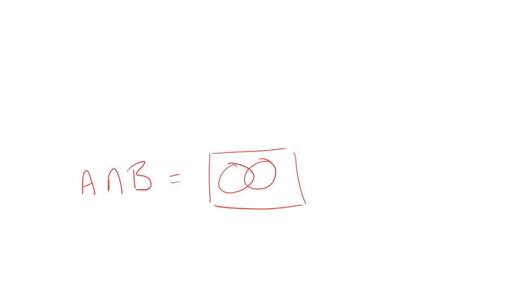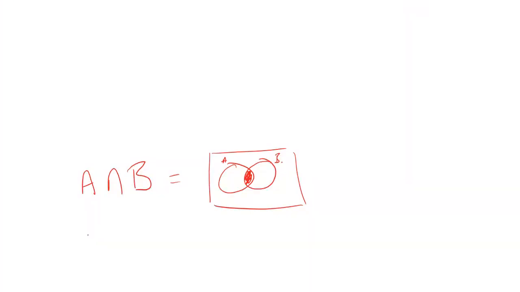So A intersection B, that symbol there, the N, that means things that are in A and are in B. So in a very simple sense, it's going to be the middle of the shaded Venn diagram, things in A and in B.